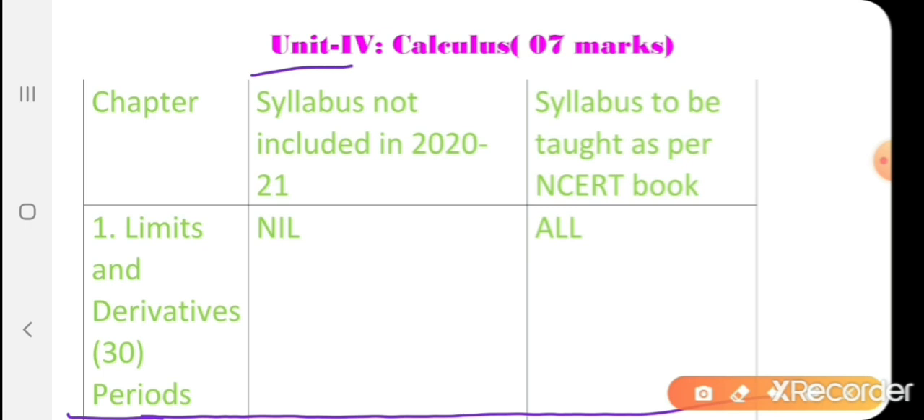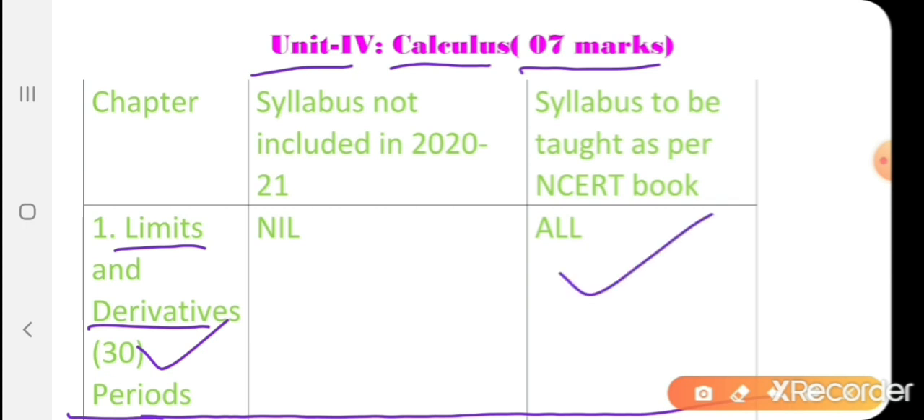Unit 4, calculus. 7 marks will come in the annual examination. These are important chapters. This is mainly used in math and physics also. So you read properly. Here nothing is excluded in the chapter limit and derivative. We have to devote 30 periods for this, and we have to read all which are given in the schedule.